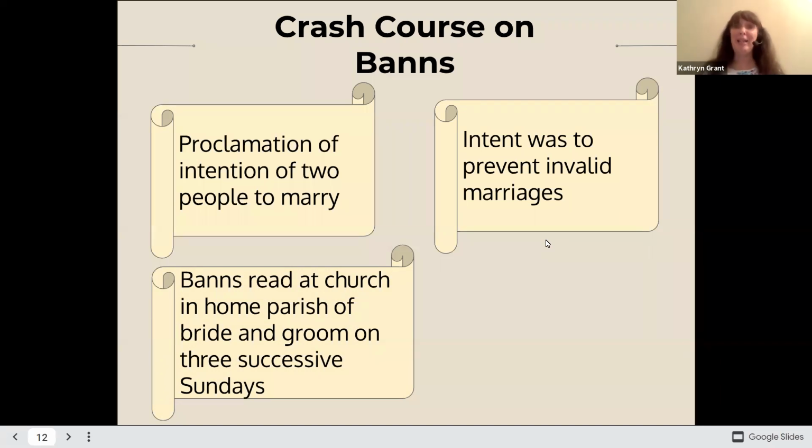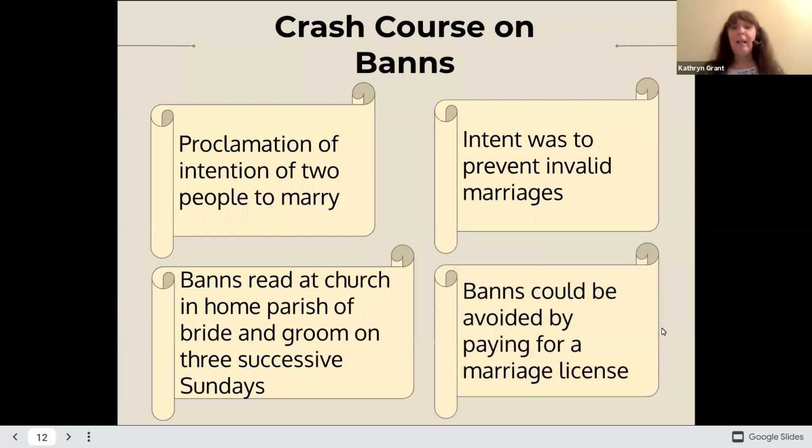So the congregation had 3 weeks to say, hey, wait a minute, Fred Jones over in that other parish, I know his wife, he's already married. So this marriage would not be valid. People could protest the marriage if they knew some reason that it should not take place. But not everybody had to do banns. If you were willing to pay enough money, you could get a license and you could avoid the banns.